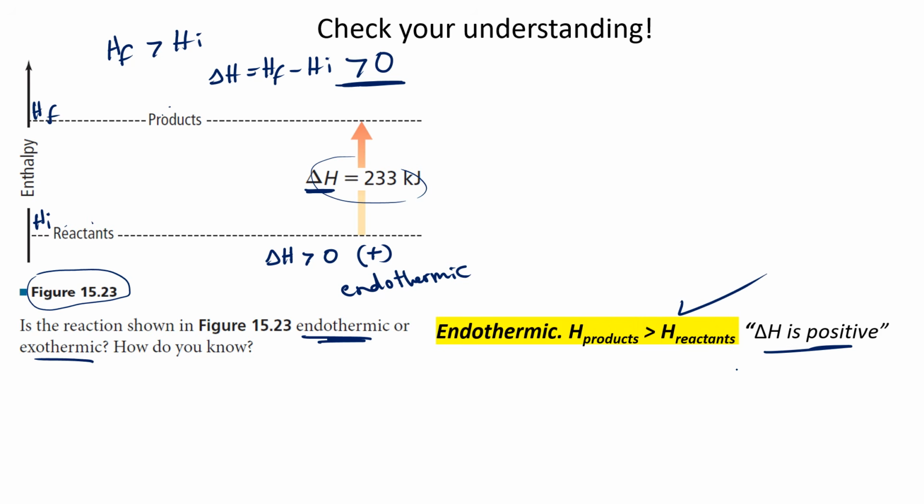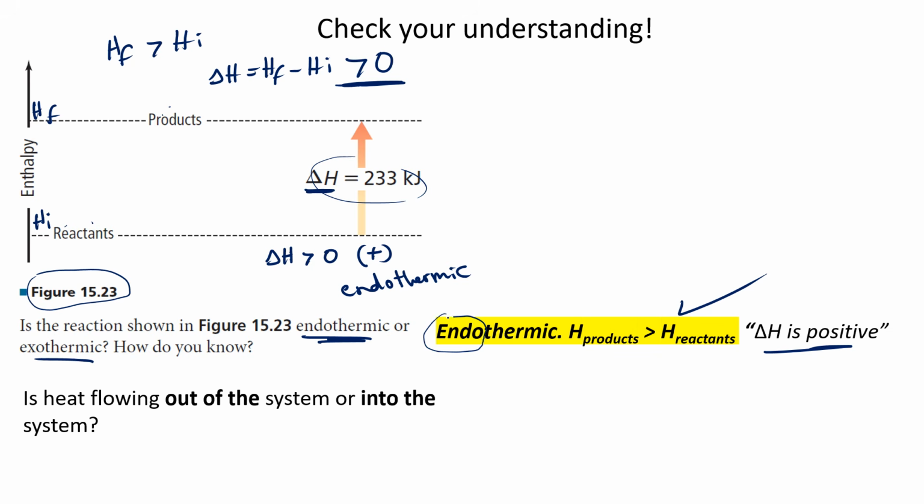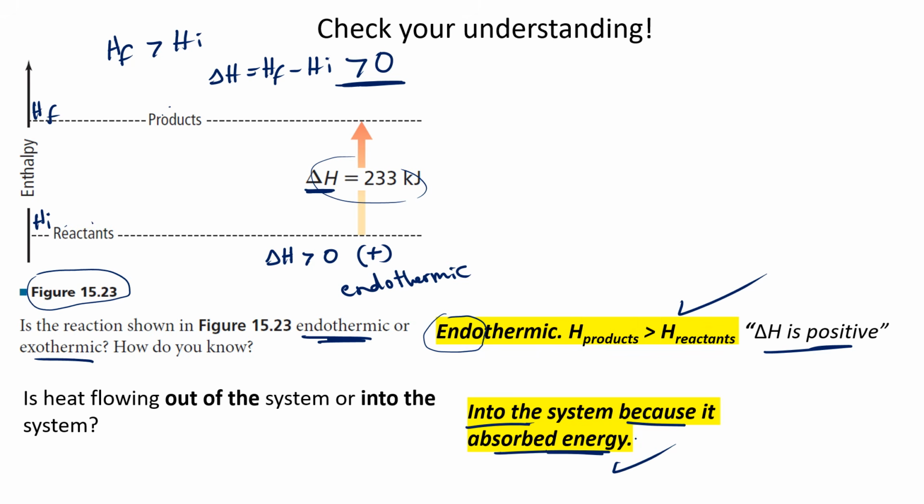So this is the reason why. Is the heat flowing out of the system or into the system? When we said endo, it means inside: does the system absorb or release? So endo, from inside, means into the system. So into the system because it absorbed energy.